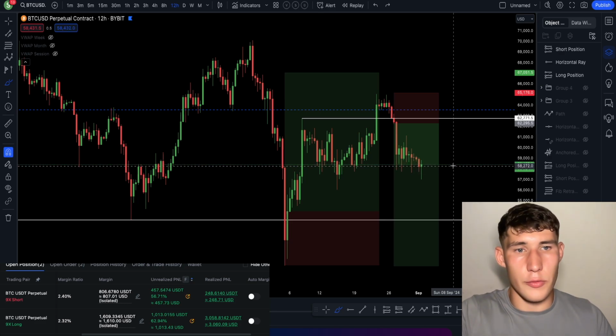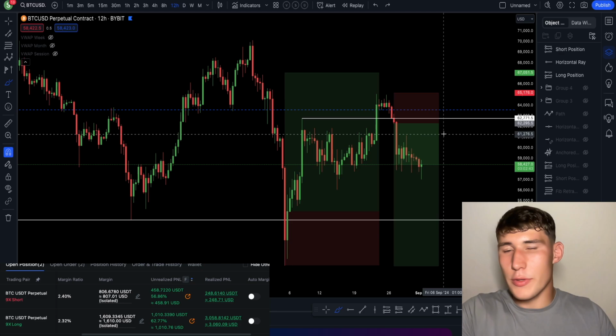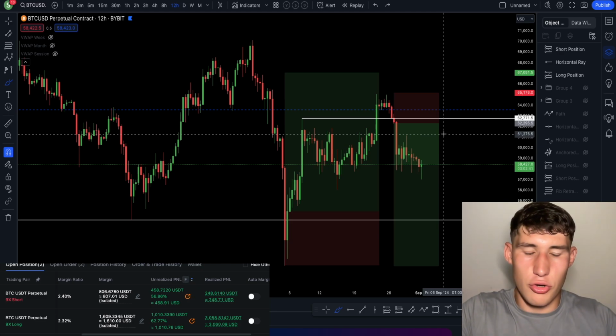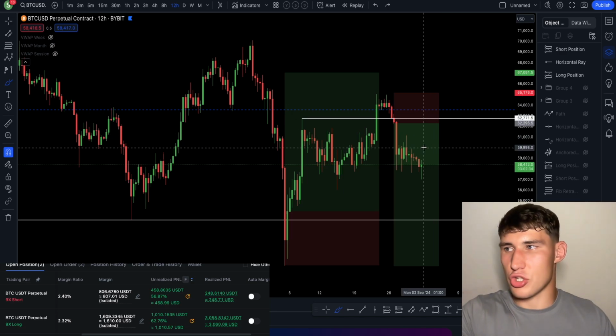But what am I looking for? Where am I expecting price to go next? That's of course what you want to know. And to be honest with you, I am still looking for the trend to continue. Remember what I said at the start, the trend is bearish. So I'm still looking for this bearish trend to continue.